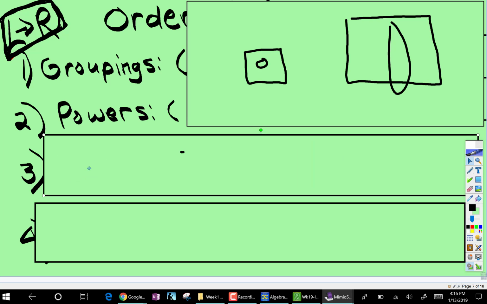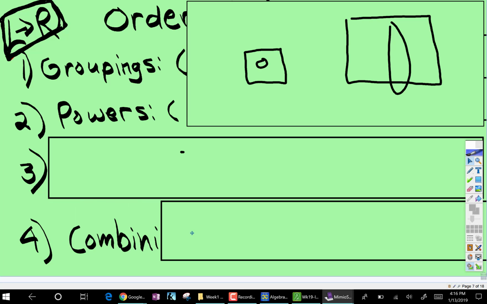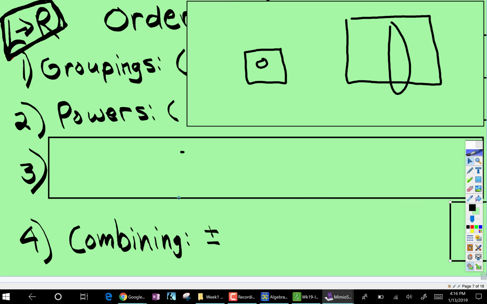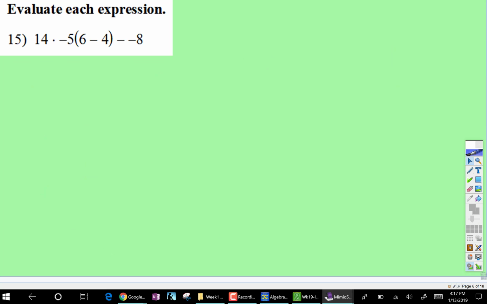All right? And then the final step is combining things. And combining means either adding or subtracting, but it's the same type of operation. Same with scaling. It's the same type of operation. There aren't 6 types. There's only 4 operations or 4 things you have to know to do order. So let's go ahead and look at this.